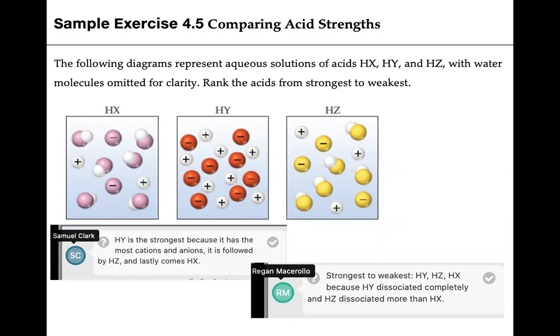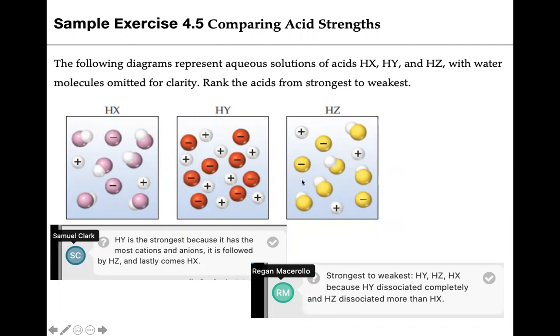Here was Reagan and Sam telling me a couple different features on this. But if I read their descriptions here closely, I wasn't sure they were telling me exactly the same thing. So Reagan is saying strongest to weakest, HY would be the strongest, then HZ, and then HX. Why? Because HY dissociated completely. I agree. I don't see any molecules there.